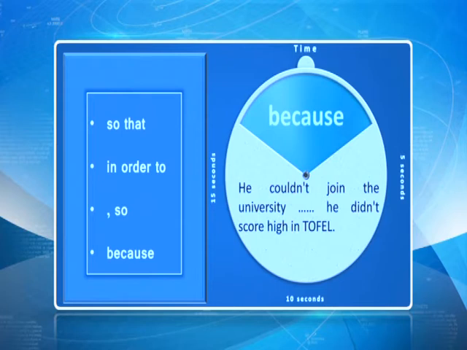So we used because since it introduces a reason. So that is used to introduce a purpose when there is a clause. In order to comes before a clause which introduces a purpose, but the first word is a base form verb. So we say, I study hard in order to succeed. For so that, I say, I study hard so that I can or I could succeed. So the third alternative is used to introduce result. And the last one is the correct answer here because it introduces a reason. And the reason why he couldn't join the university is that he didn't score high in the TOEFL exam.